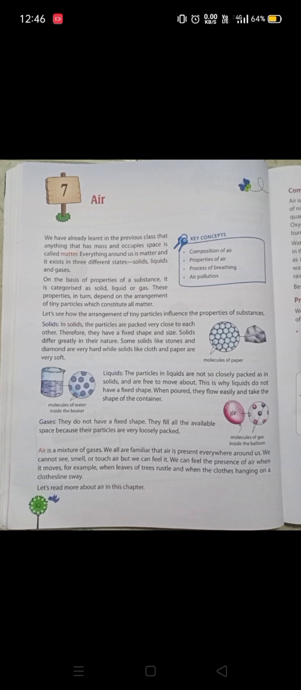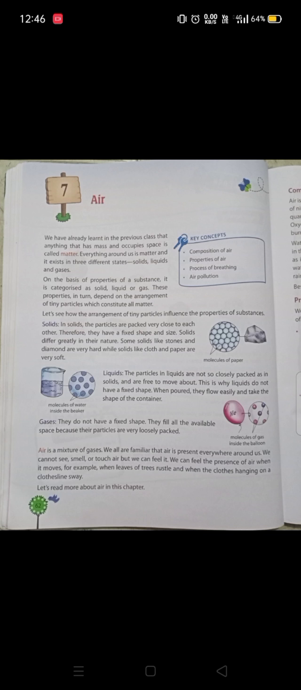Solids differ greatly in their nature. Some are very hard and some are soft. Some solids like stones and diamond are very hard, and some are soft like cloth, the cloth you wear, the paper you are writing. Those things are very soft.